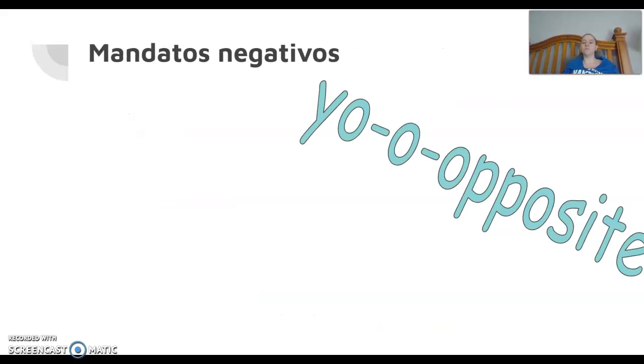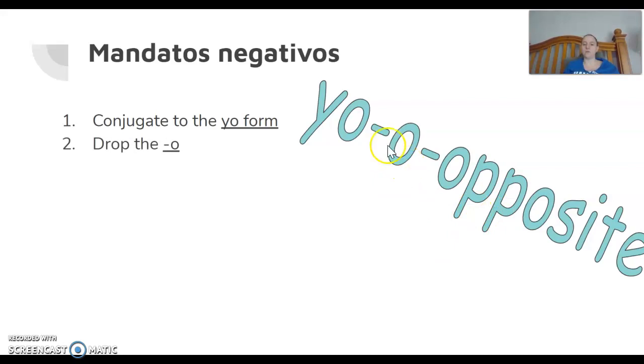Okay, so to make a negative command, there is a process called the yo-o opposite. And this is how you also make formal commands and plural commands as well. We're going to talk specifically about tú commands, but it would be the same process for usted and ustedes commands. So you're going to conjugate your verb to the yo form, then you're going to drop the o, so that's where the o comes in, yo, o. And then you're going to add the opposite ending.